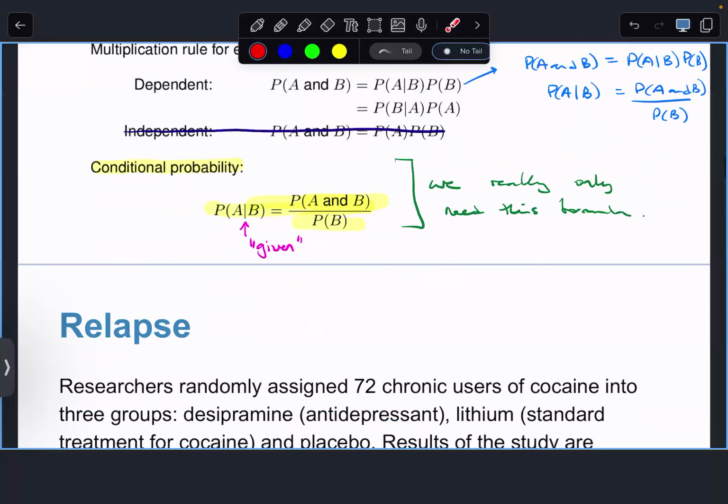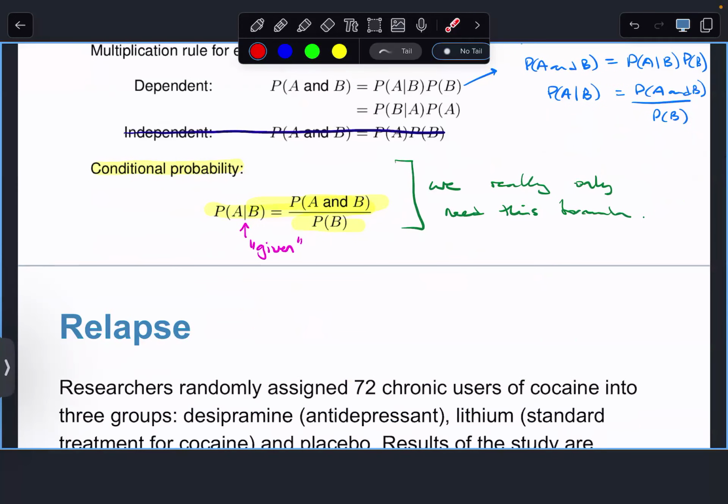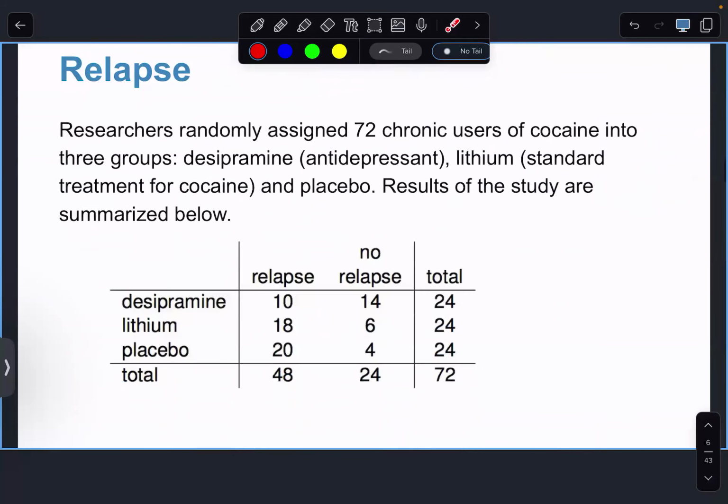So what does it look like? Any questions before we start? We already started, I know. Before we continue.